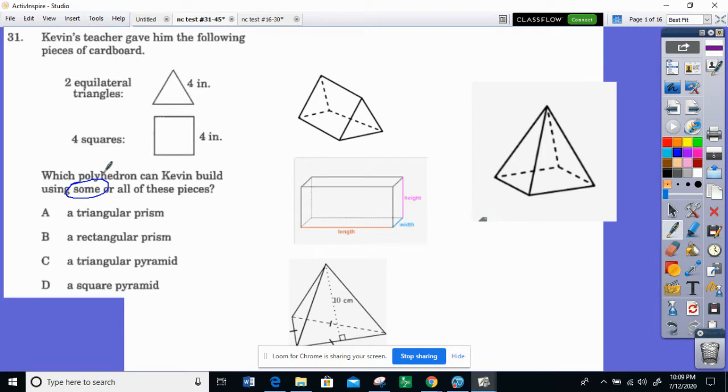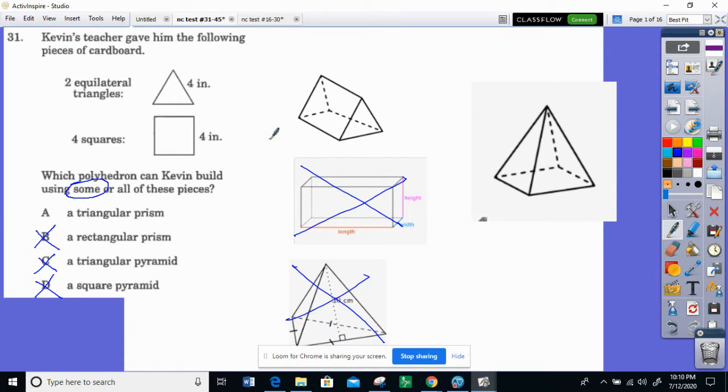Well, here are some pictures of our different answer choices. As you can see, a rectangular prism has more than 4 squares and no equilateral triangles, so that is no good, so B is out. A triangular pyramid has 4 triangles and he only has 2, so that is out. A square pyramid has 4 lateral triangles, so that is out.